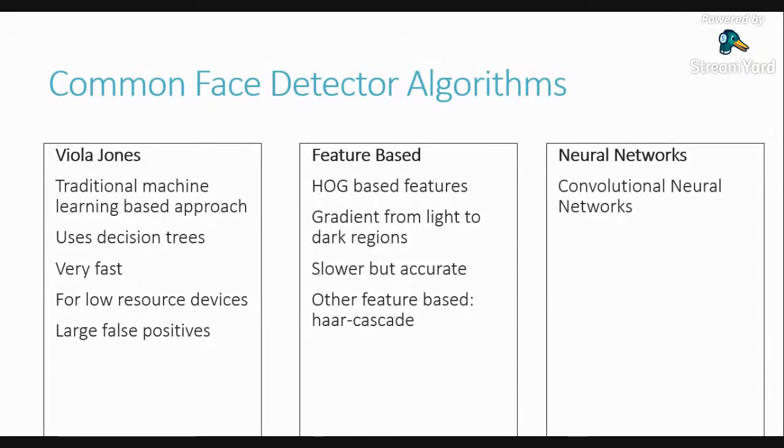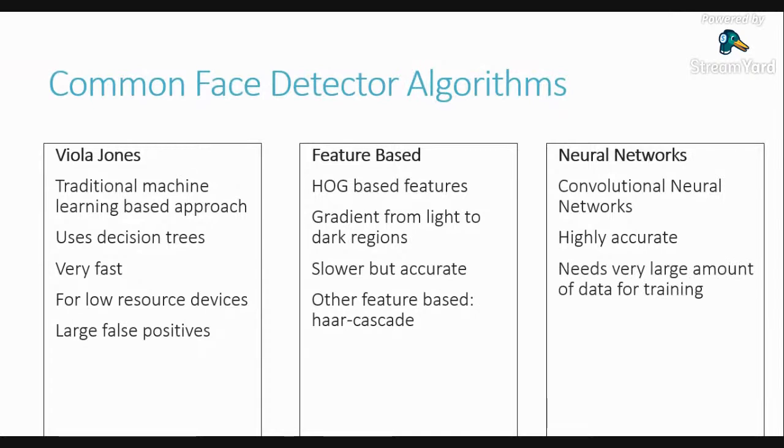The most popular these days is neural network based, in which we use convolutional neural networks to extract features from the faces, and it is highly accurate. This is the only thing we are using these days. Viola-Jones and feature-based methods have gone old, and the new and most popular technique is convolutional neural network based.